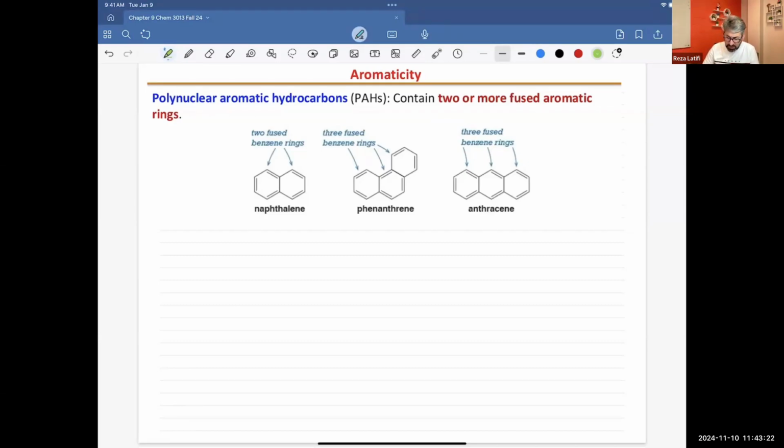Okay, so in this case, for the first one, I have 1, 2, 3, 4, 5. I have 5 pi bonds. So 5 pi bonds means 10 electrons. So I go 10 equal to 4n plus 2. And what's going to be the n? n is going to be 8 divided by 4. That's going to be 2.